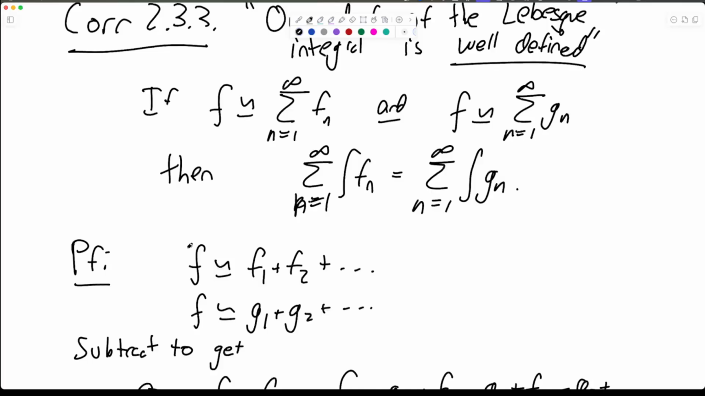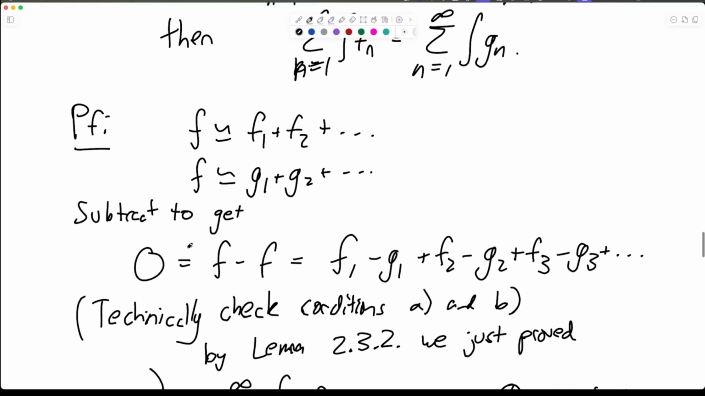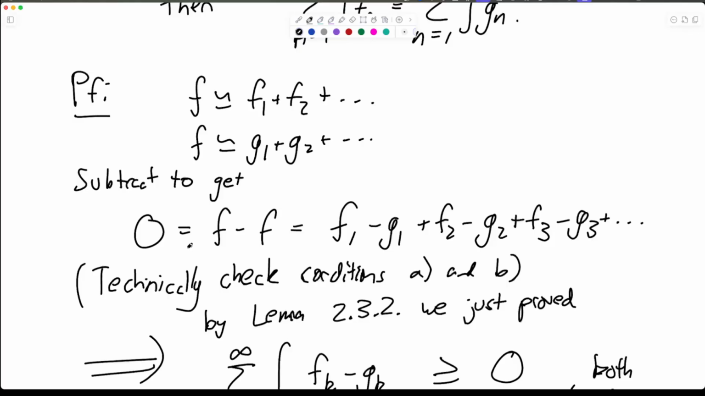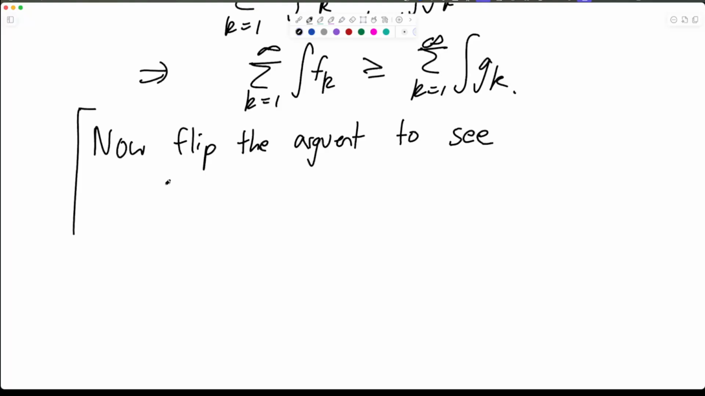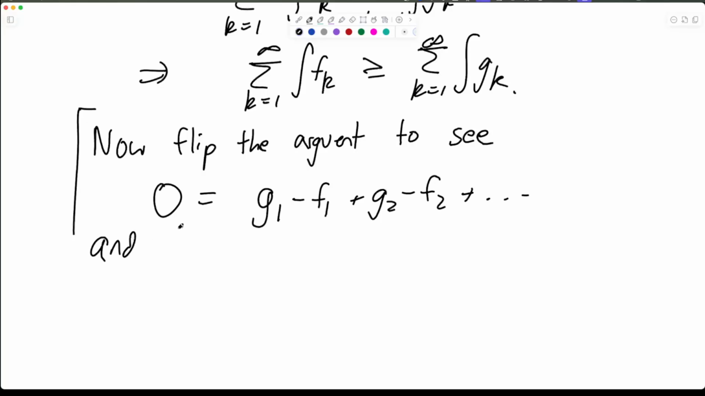Yeah. Flip it. Yeah, just flip it. So you could say, oh, which one was f and which one was g is arbitrary, or you could go back to this step, where I said 0 is f1 minus g1. I could have done 0 as g1 minus f1, and done it that way. So let's write that out. Now flip the argument to see 0 is equal to g1 minus f1 plus g2 minus f2 plus dot dot dot. And then I'll say, and the same argument gives the other inequality.